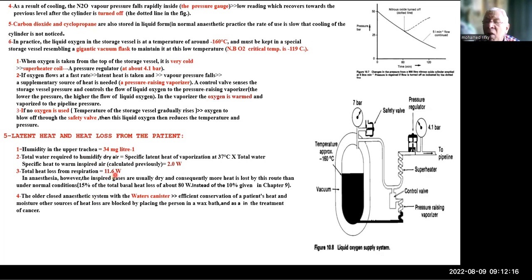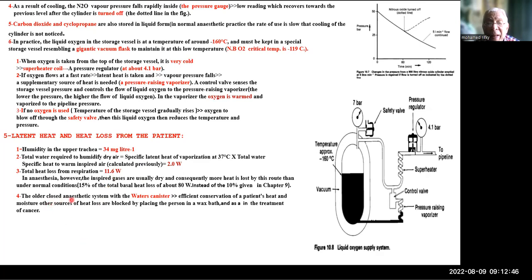This figure, of course, is more than what we mentioned before in chapter 9, because the dry gases which are being taken from the vaporizer during anesthesia are much more dry than what we had mentioned before. This is why instead of 10 watt, in these circumstances we take off around 11.6 watt. This is the difference, you see.